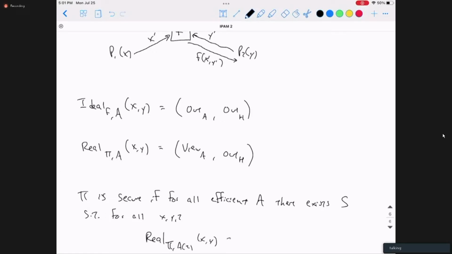Okay? And what we want to say is that for any adversary attacking the real-world protocol, there should exist an adversary S running in the ideal world execution such that the random variables I defined above are computationally indistinguishable from the view in the real world.